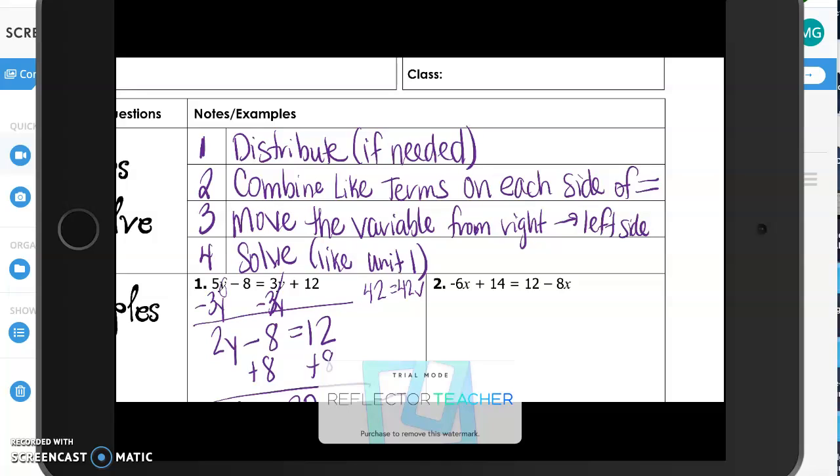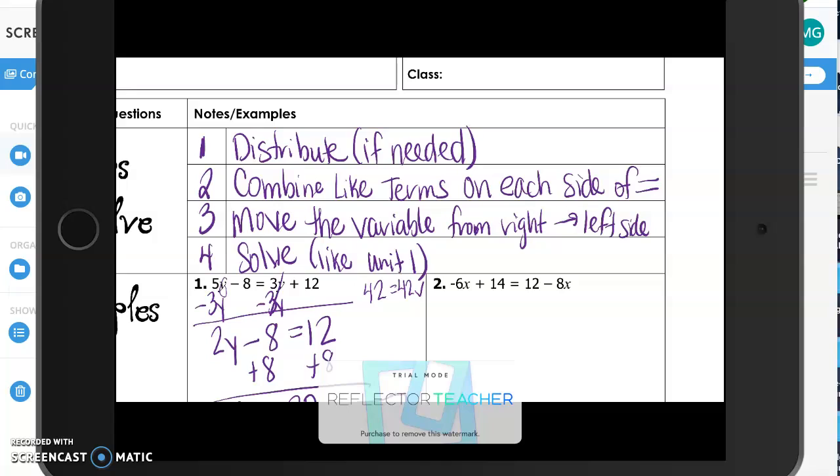These will be the even problems on 2-3 and 2-4 of your notes, where we're solving equations with variables on both sides of the equal sign. So just a reminder that if you need to distribute, to do that first. That's to get rid of the parentheses.